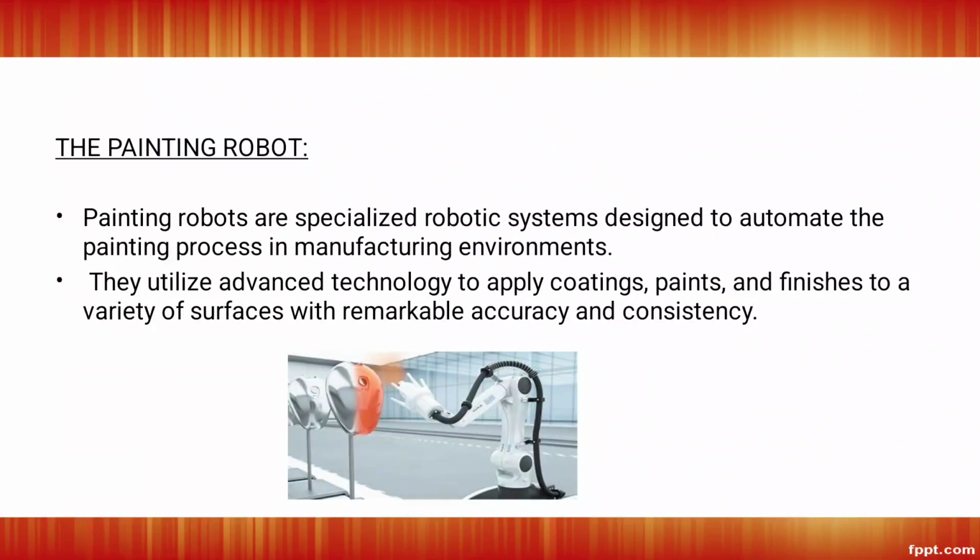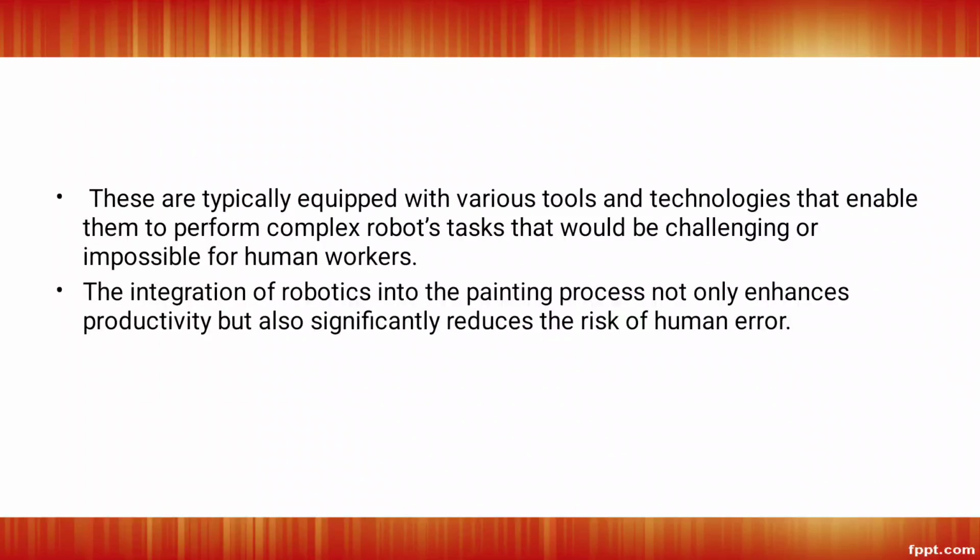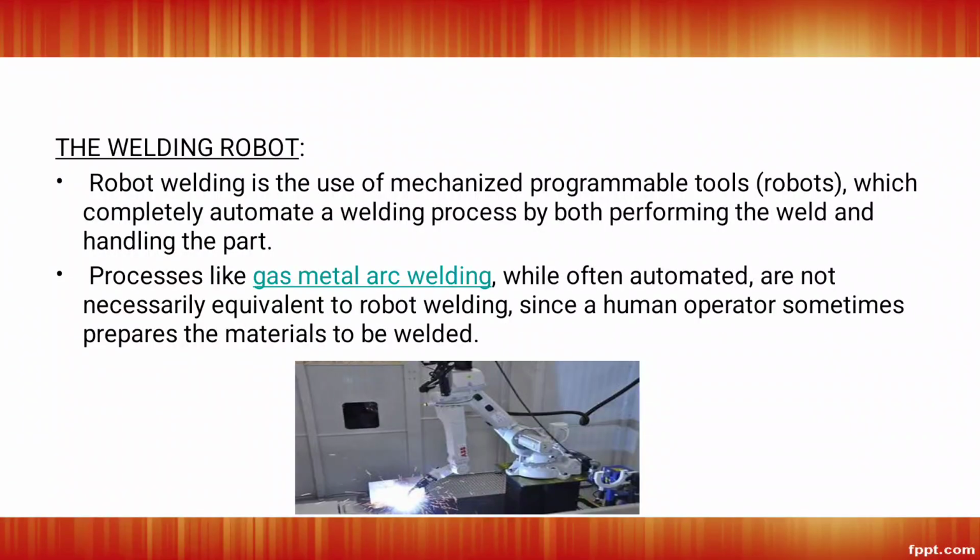Next is painting robot. The main purpose of this robot is to automate the painting process in a manufacturing environment. These are equipped with various tools and technology that enable them to perform complex tasks. The integration of robots into the painting process not only enhances productivity, it also significantly reduces the risk of many human errors.